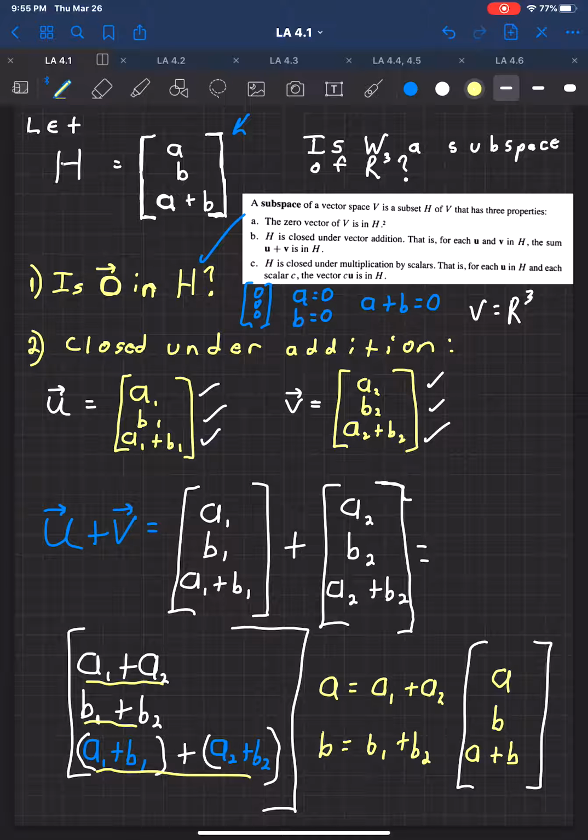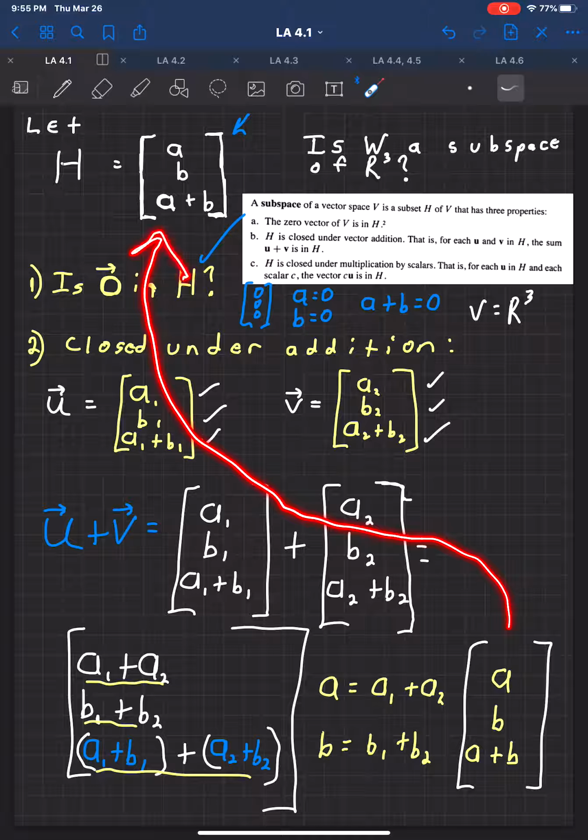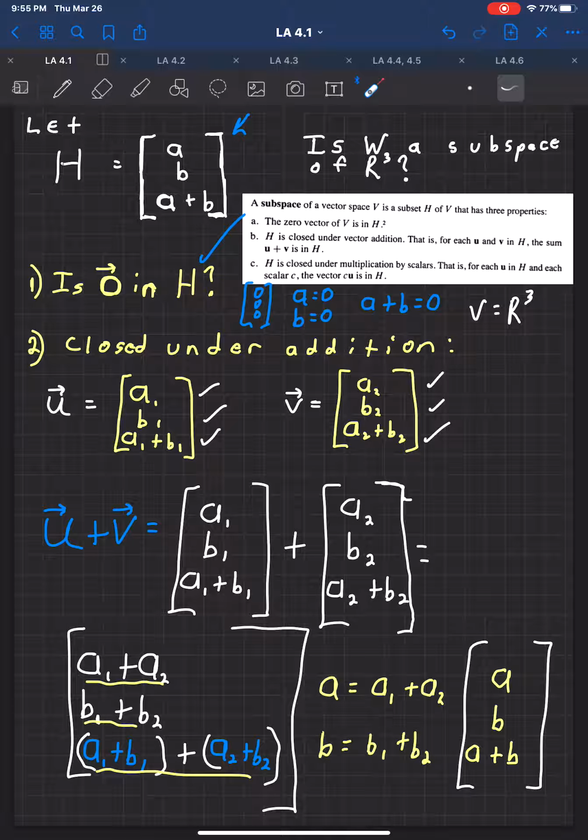Do you take a look back up here? Follow me, follow this arrow. Ready? See, follow. That is exactly the way H is defined. So, yes, we do have closure under addition. All right.